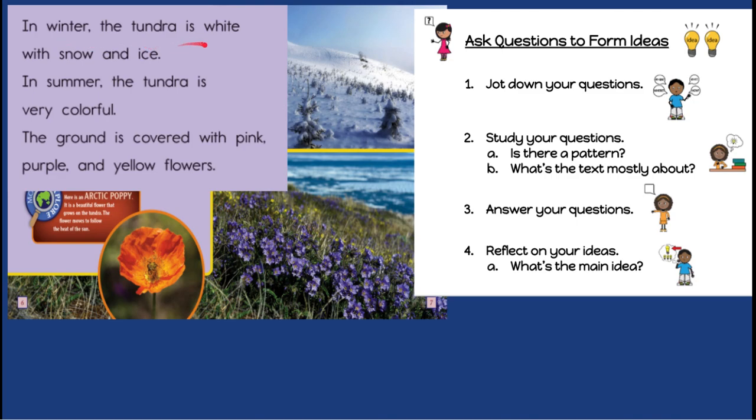In the winter, the tundra is white with snow and ice. In summer, the tundra is very colorful. The ground is covered with pink, purple, and yellow flowers. Here is the Arctic poppy. It is a beautiful flower that grows on the tundra. The flower moves to follow the sun.